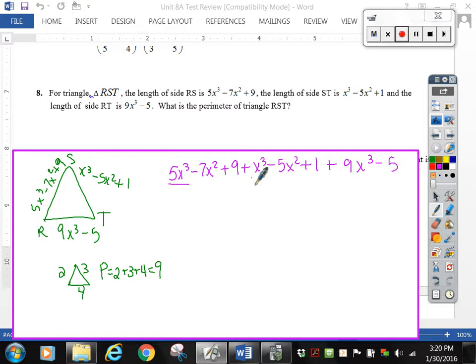Okay, so first thing I'm going to do is my x cubed. So 5x cubed plus x cubed is 6x cubed. 6x cubed plus 9x cubed is 15x cubed. Okay, now I have x squared. So I have minus 7x squared minus 5x squared is minus 12x squared. Cross them out. Now I'm going to add my constants. 9 plus 1 is 10. Minus 5 is plus 5.